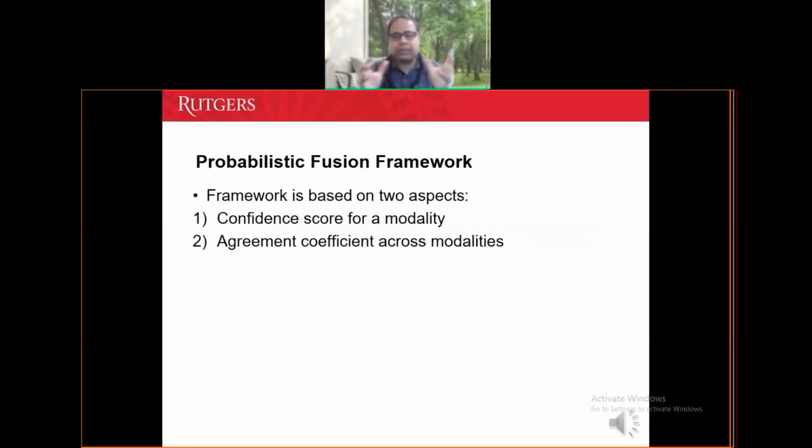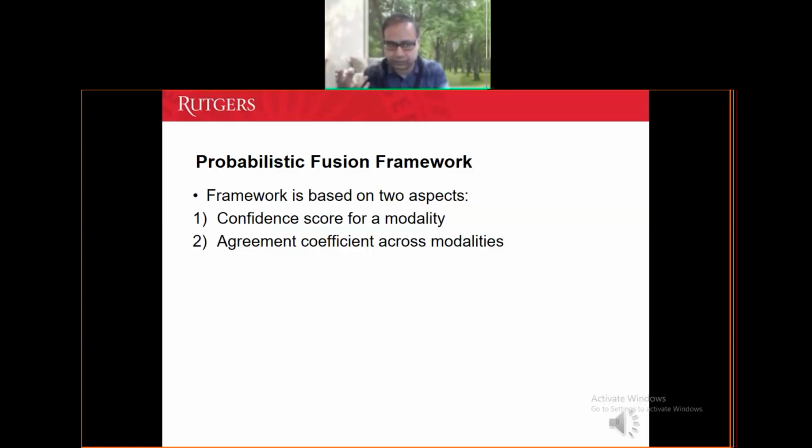So this probabilistic fusion framework that we are adopting has two important components. The first one is that we need to come up with a confidence score of a modality. The second is an agreement coefficient between modalities. What I mean by confidence score in a modality is, I was just talking about two sensors. Let's say one is a visual sensor, one is an audio sensor. And in the past, one has been 80% accurate, the other one only 60% accurate. So you'll have different confidence scores, how much you trust each of these sensors.